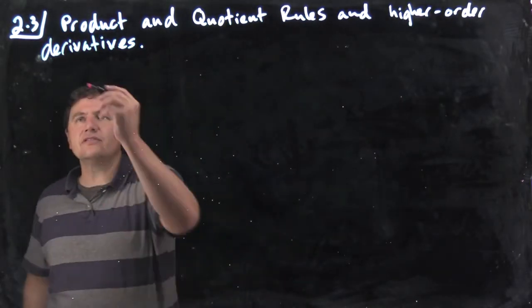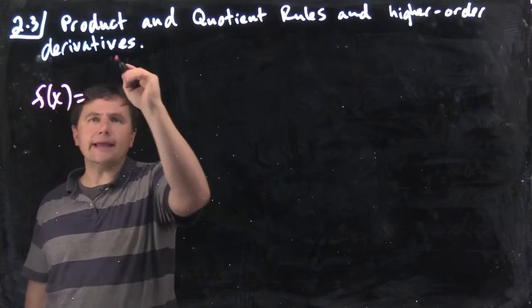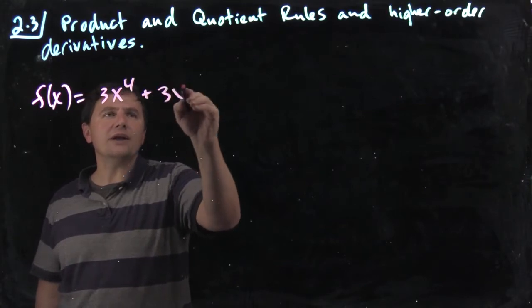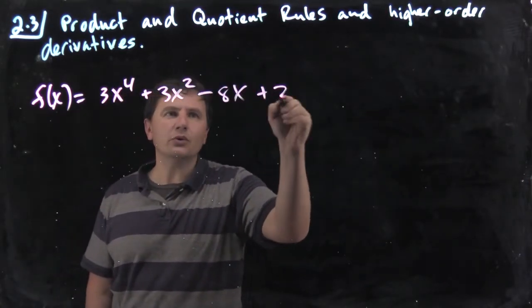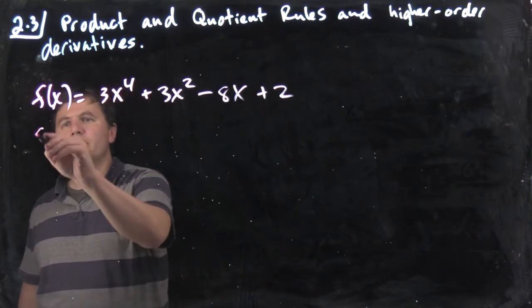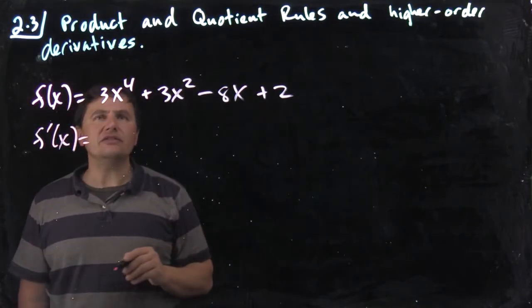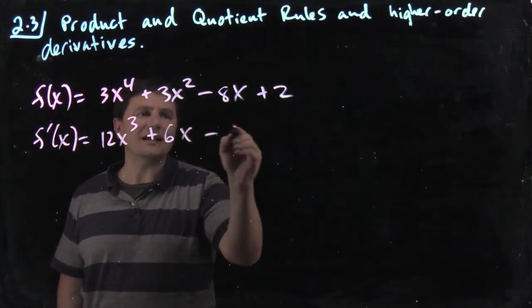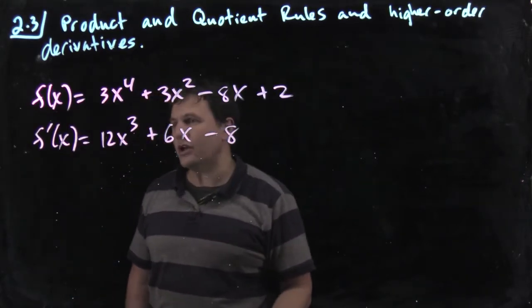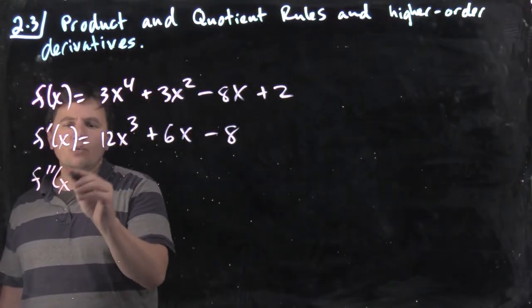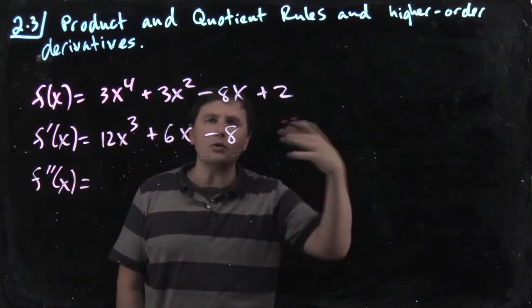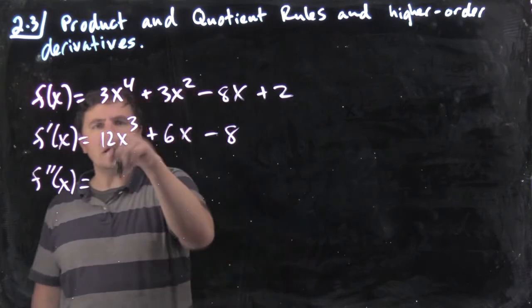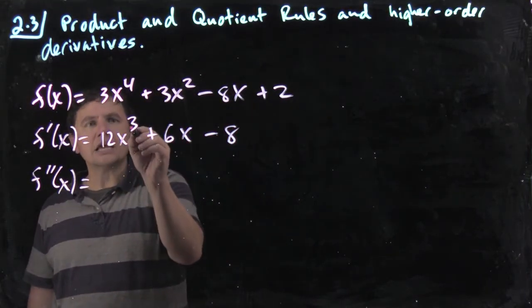So higher order derivatives, let's just say I have f of x, and let's just go with 3x to the fourth plus 3x squared minus 8x plus 2. And the first derivative, call it f prime of x, is equal to, 4 comes down, that's 12x to the third plus 6x minus 8. And then a higher order derivative is we can take what is called the double derivative, which is just a derivative of the derivative. And in the coming weeks and months, we'll talk about why we need multiple derivatives in certain cases. Right now, we're just going to practice doing that. So we just take the derivative again.